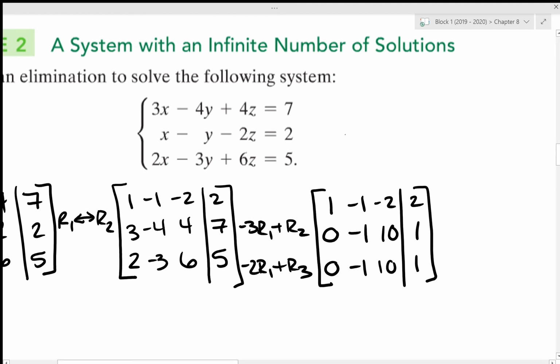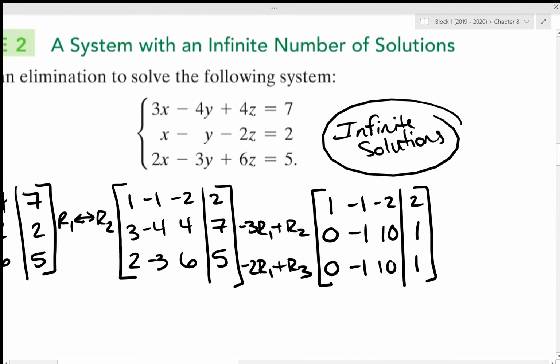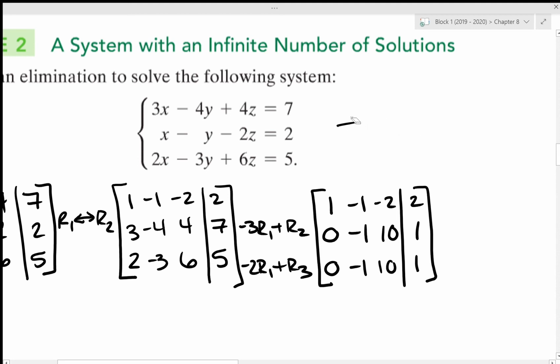But we can't just write infinite solutions like this and then just circle it and call it a day and move on to the next question. It doesn't work like that like it did in the past. Okay, so this is actually what we're going to do.